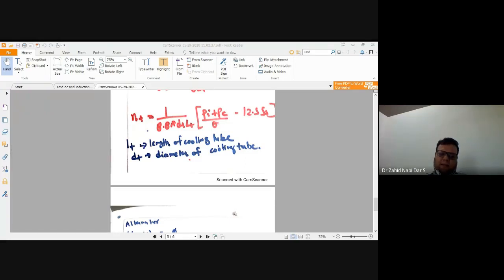And study the initial and the last portions. Like in transformer, if you are studying, the initial portion is important and the last portion is important.